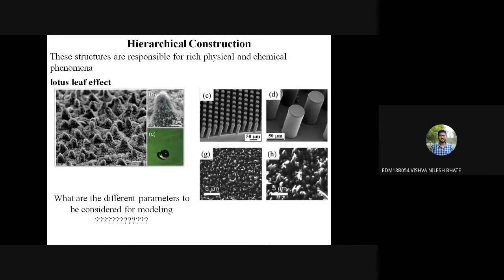Sir, in the picture C, the 50 micrometer picture, we can see there are a lot of pillars. And then in the 5 micrometer G and H pictures, each pillar is further zoomed into, and each pillar is made up of thread-like structures. So at 50 micrometer, it's first discrete cylinders, and then each cylinder is further made up of discrete cylinders or thread-like structures. So that is the hierarchy, maybe.